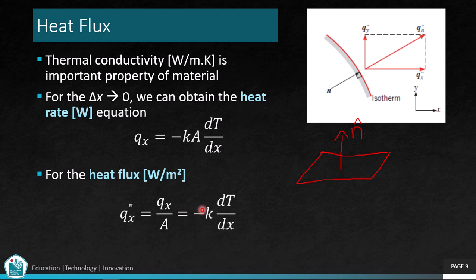And from this equation again, it follows that the heat flux is positive because the temperature gradient is negative. The dT over dx is negative. Since there is a minus sign here, the heat flux will be positive.